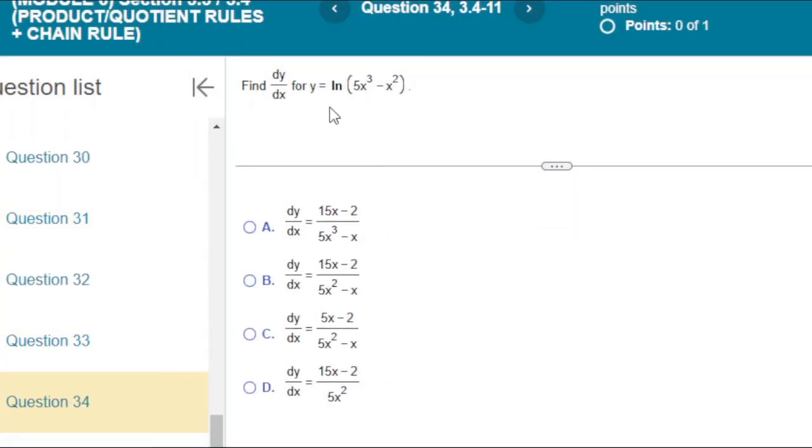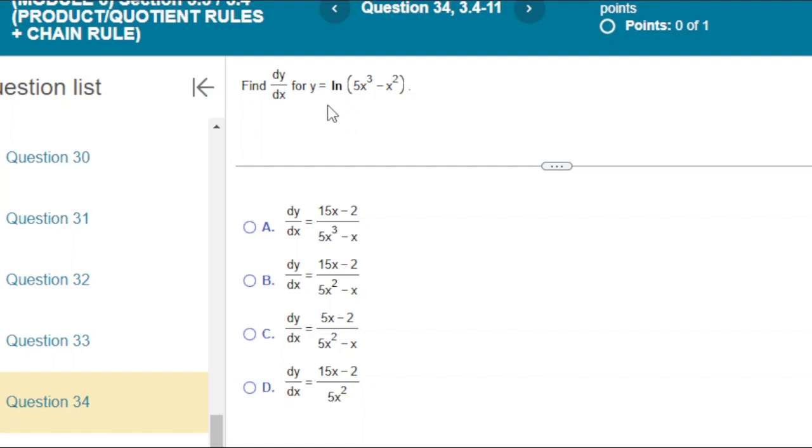Okay, now this one involves natural log. Find dy/dx for y equals this. So our inside function here is 5x cubed minus x squared. By the way, this is not a product rule type of problem. This does not mean natural log times this. This is natural log of this.